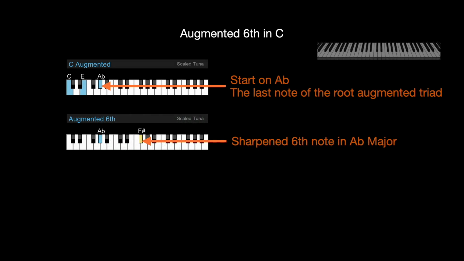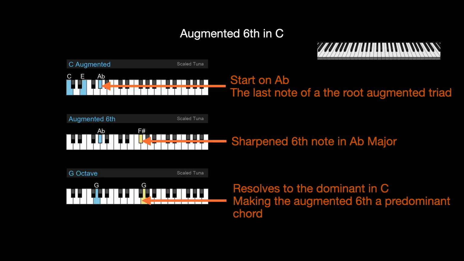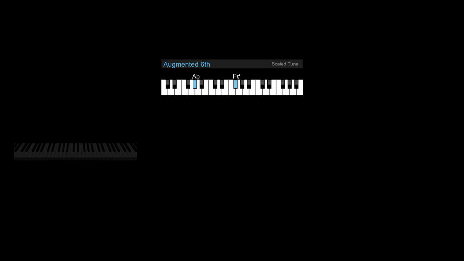The German augmented sixth is also a chord that means something in a different key, even though it has the same notes. To find the root note of our augmented sixth in C, we flatten the sixth note of the scale, which is A flat. Augmented means to make something greater in size. We sharpen the F, which is the sixth note in the A flat major scale. It has a dissonant sound and wants to resolve. If we move the two notes outward, they land on G, the dominant of C. So we could use the A flat augmented sixth chord as our predominant chord for the key of C.